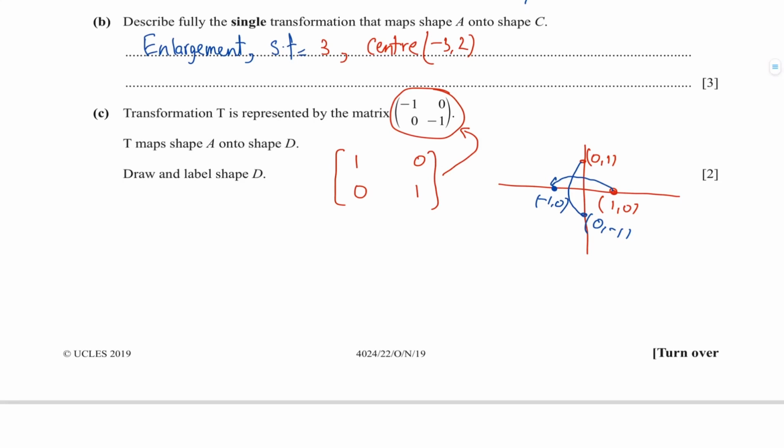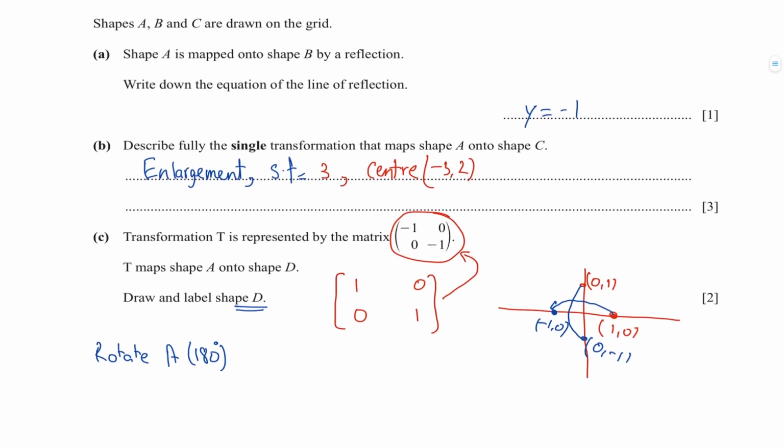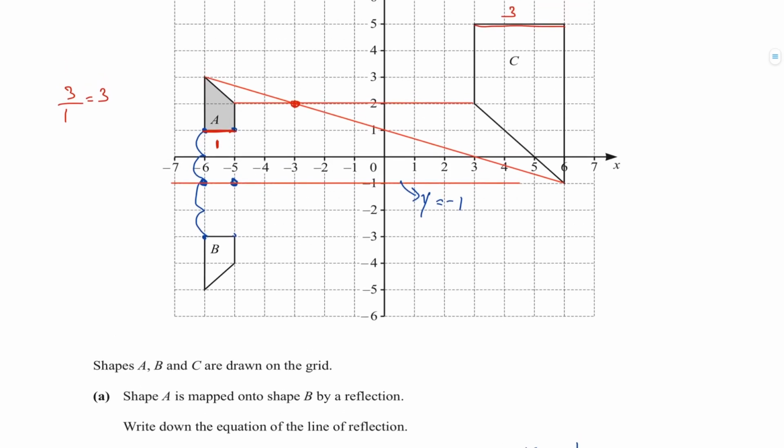So that means what do I have to do in order to obtain shape D? I need to rotate A 180 degrees. Okay, so I need to rotate shape A 180 degrees, and that's going to give me shape D. Now another way to do this would have been to take the coordinates of A and multiply it with this matrix, but I find this a lot easier, so I'm going to do just that. So let's switch to the color green.